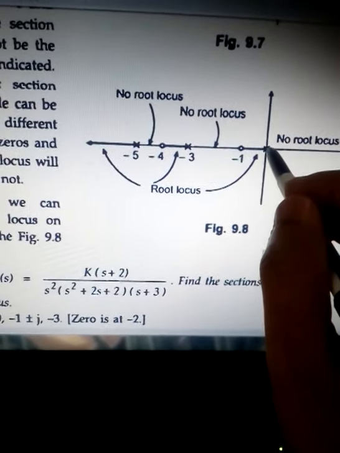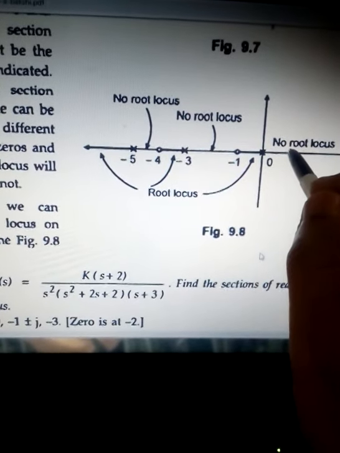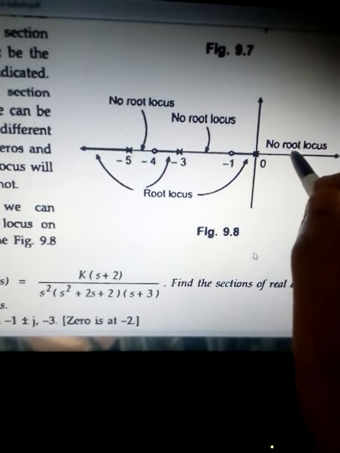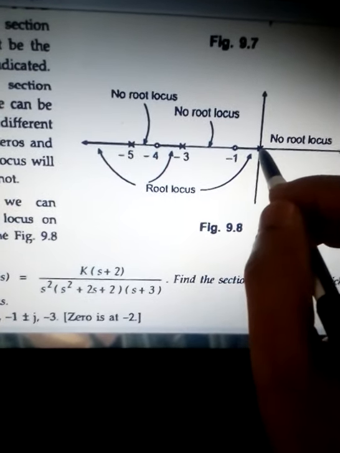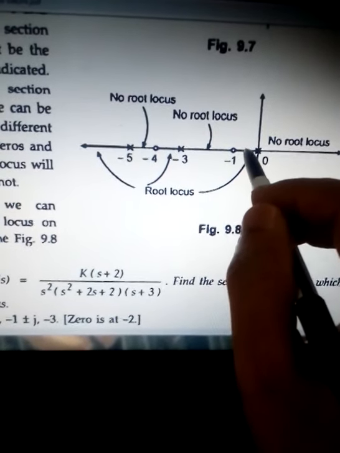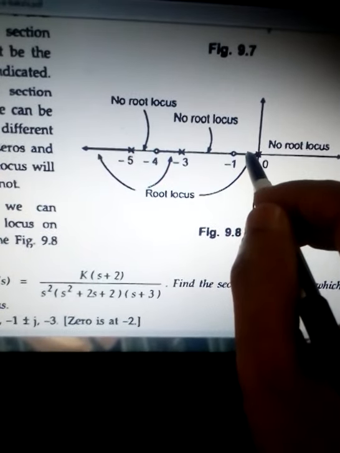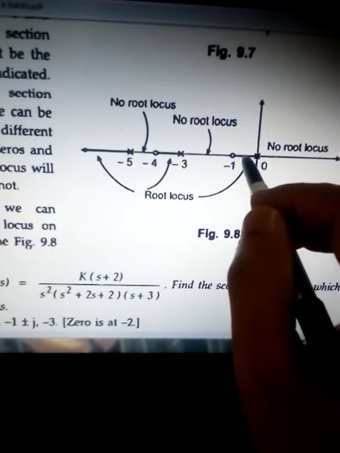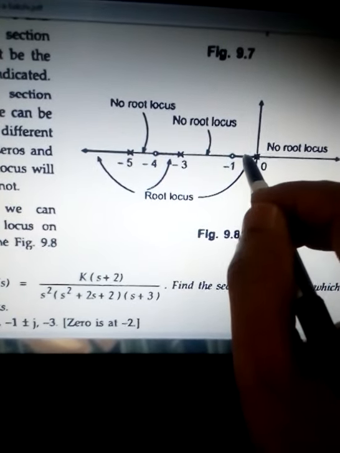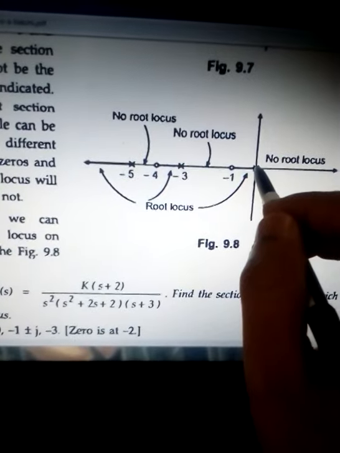I'll stand at this point and check my RHS, and here the number of poles and zeros is zero, so there is no root locus. Now I'll check between 0 and minus 1. I'll stay at this point and check the right hand side. I can find only a single pole, so the sum is odd.